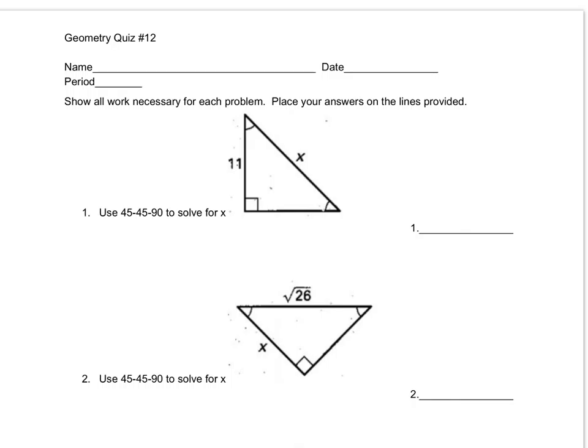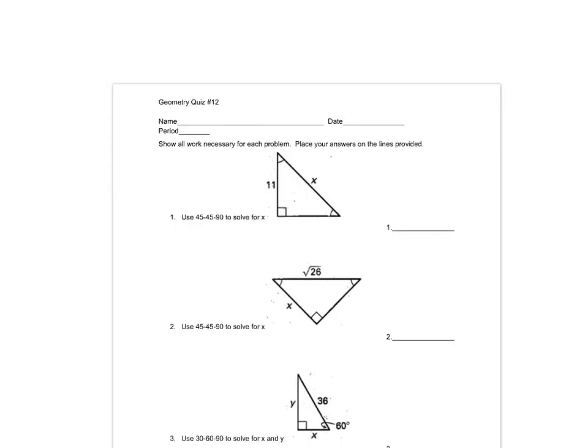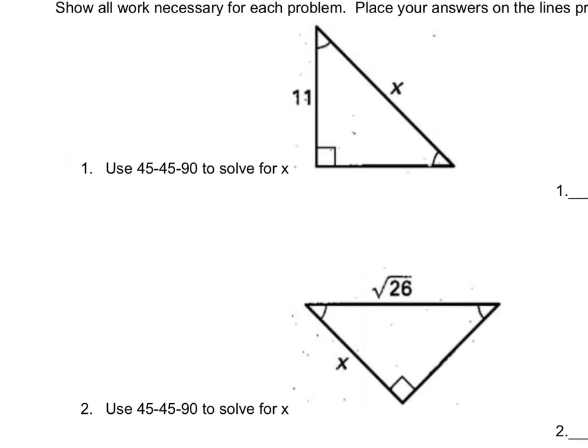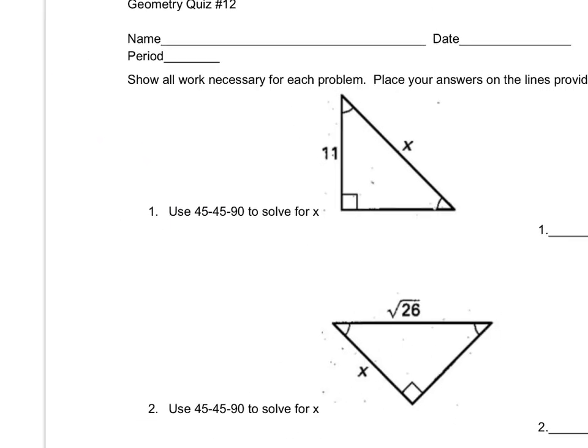Just to help you recall, with the 45-45-90, we've got a triangle that has to be a right triangle. Two angles are going to be equal because they're 45s. So that means this side, according to the theorem, is always going to be x, and this side will be x. The hypotenuse is always going to be x radical 2. So keeping that in mind, we're talking about number 1.